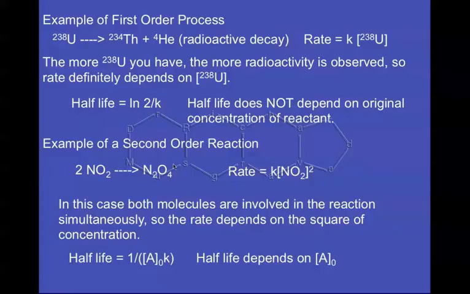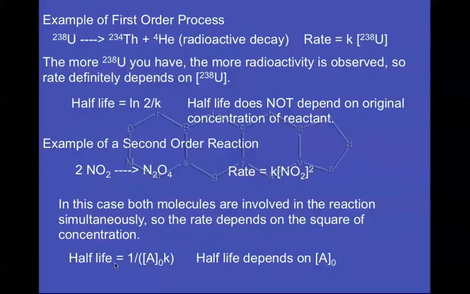And here's an example of a second-order reaction. We've got two NO2 becoming N2O4, and the rate equals k[NO2]^2. And what's happening here is that the rate depends on the concentration of both of these because they're both involved in forming the N2O4. And that's the rationale behind that. You can see that the rate is going to depend on both of them.